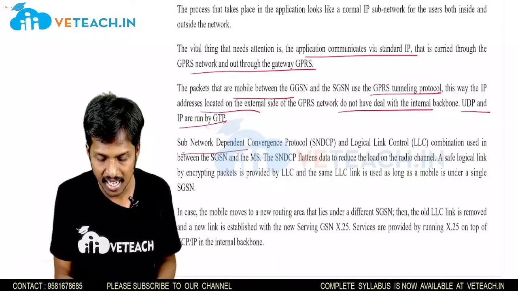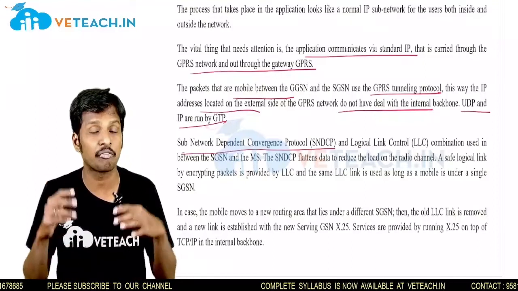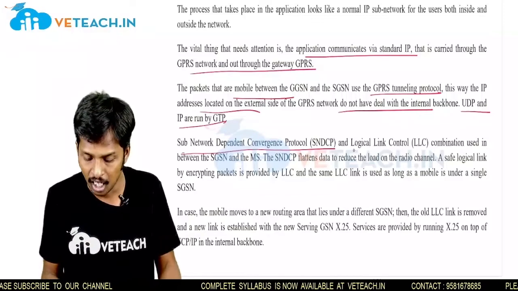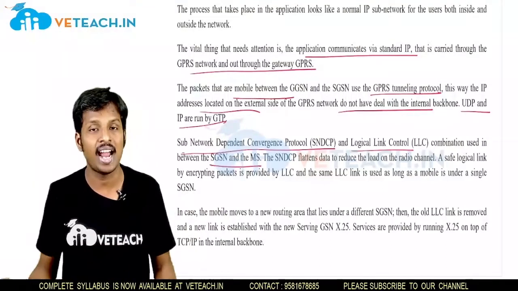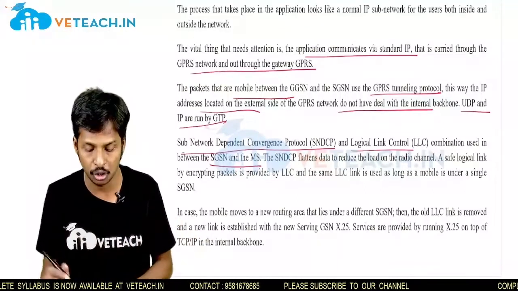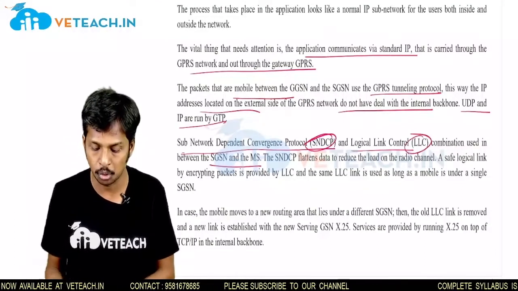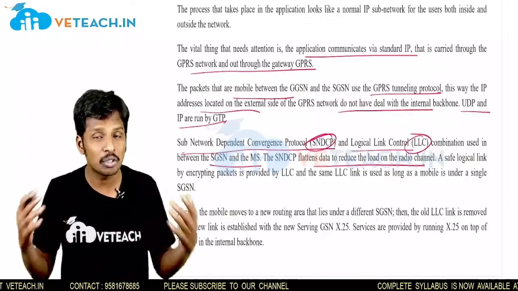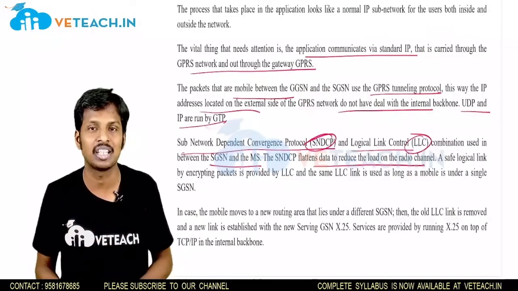And then SNDCP. SNDCP stands for Subnetwork Dependent Convergence Protocol. Convergence protocol means if you are using different standards, this protocol will be used. And logical link control, LLC, is used in combination between SGSN and mobile station. For the data transmission between SGSN and mobile station, we use SNDCP and LLC. What SNDCP does is flatten data to reduce the load on the radio channel. In order to reduce the load on the radio channel, it is going to compress the data that is being transmitted in the radio channel.